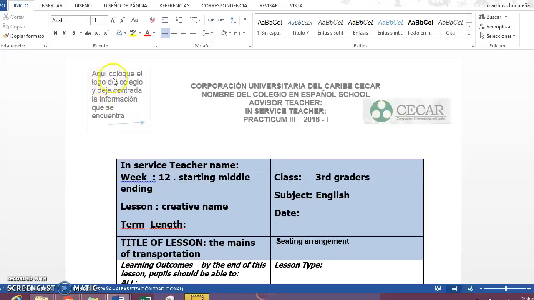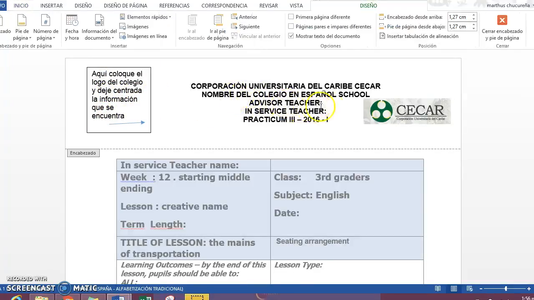First, here we have some information in Spanish. Aquí coloque el logo del colegio y de central de información que se encuentra. Here the idea is that you use the logo of the school you are going to work with, to place it. Also here you can double click and change all the information about you.